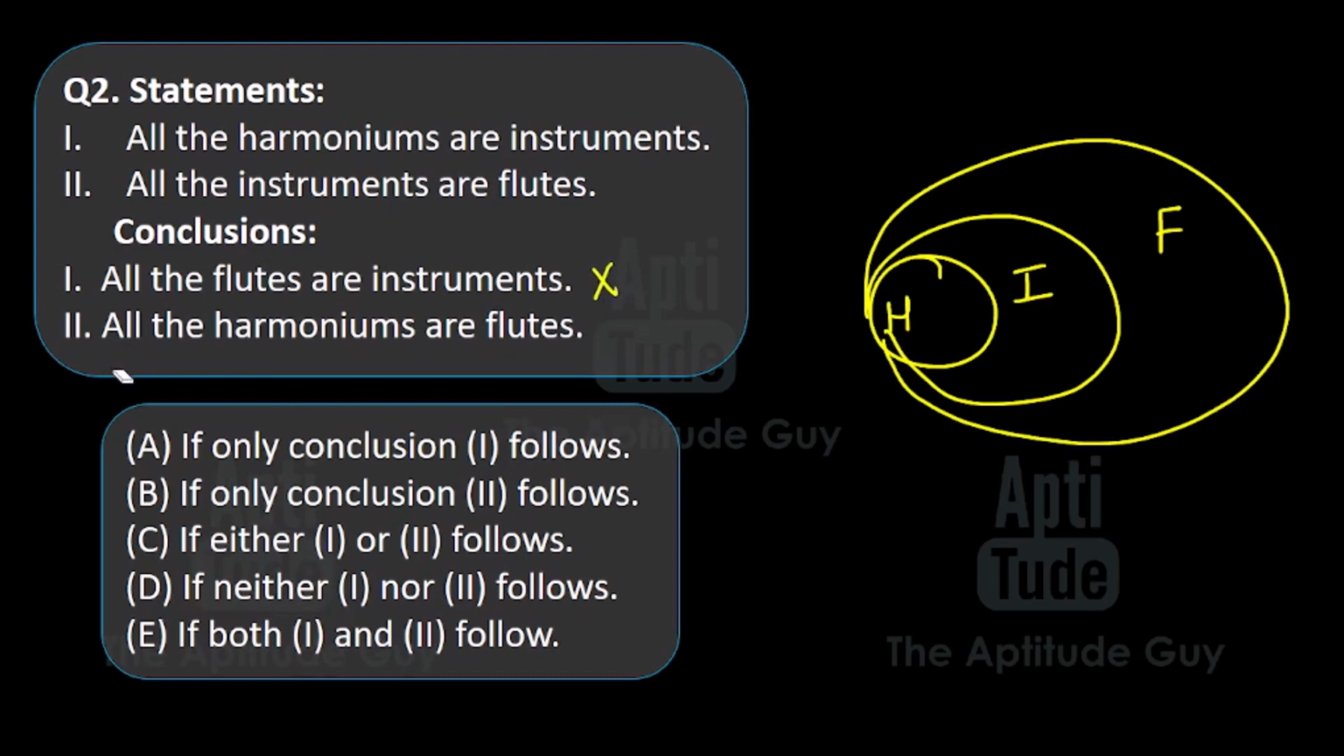Second one, all the harmoniums are flutes. All the harmoniums are instruments and all the instruments are flutes. So obviously all the harmoniums are in fact flutes. Yes, second one is 100% true. So what is the answer over here? Only conclusion 2 follows. Answer is option B. That is the answer. If you got that right, congratulations. If you did not, then you learned something. No issues. Let's move on to question number 3.